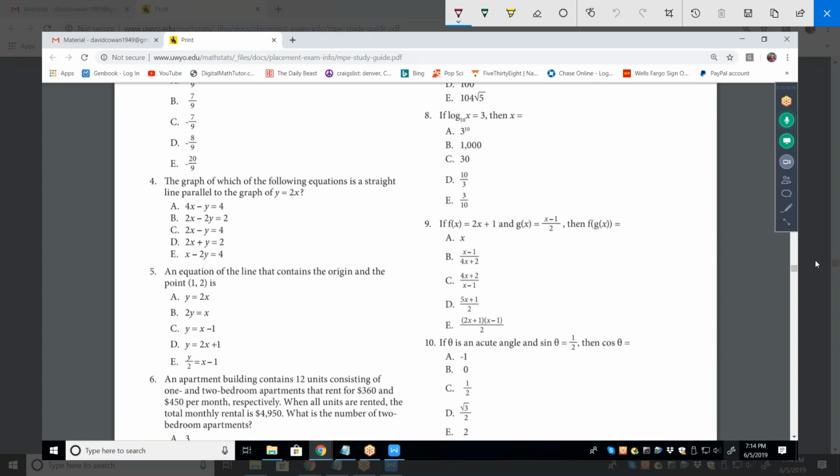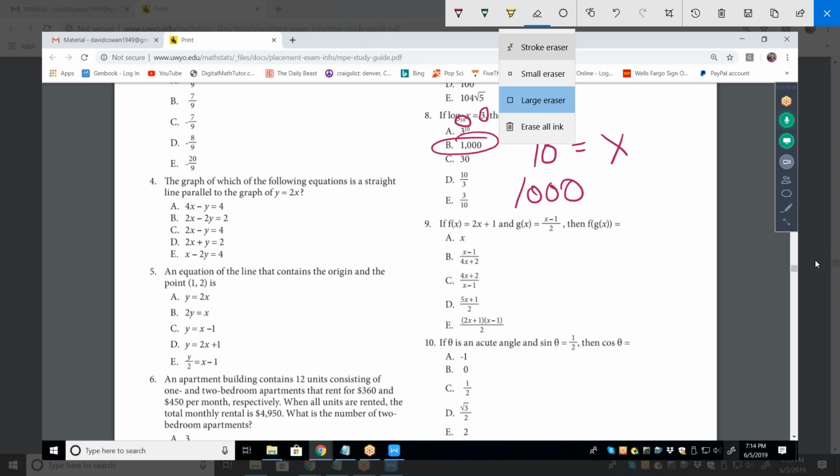You were close. It's not 3 to the 10th, it's 10 to the 3rd. In other words, you take the number on the far left, you raise it to the power of the number on the right, and it's equal to x. So you got 10 to the 3rd equals x. Well, 10 to the 3rd is 1,000. So it's B.